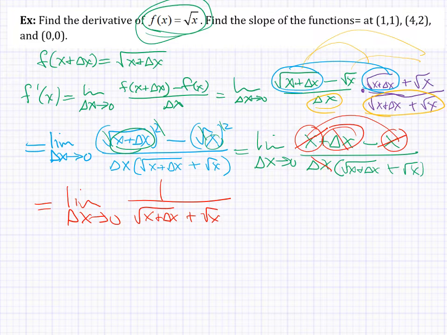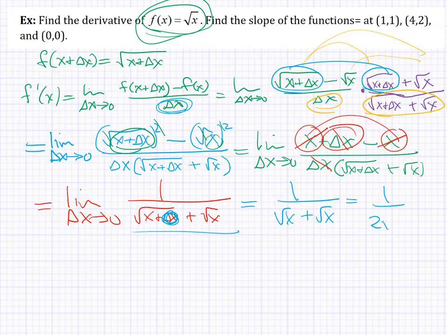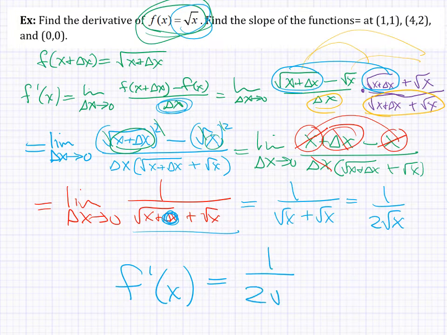But now delta x is going to 0. Is that an issue? Is that a problem? Well, it actually isn't. Because if delta x goes to 0, this is going to 0. That's not going to make the whole denominator 0. It did here, but not now. And so what do we get when we let delta x go to 0? We get 1 over the square root of x plus the square root of x, which is really 1 over 2 square root of x. And so there's your derivative. Your derivative of the square root of x is 1 over 2 square root of x.